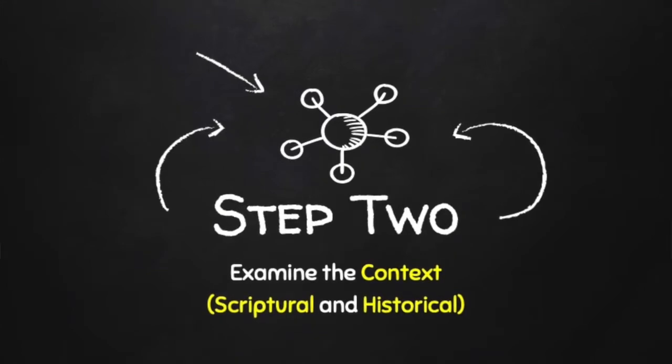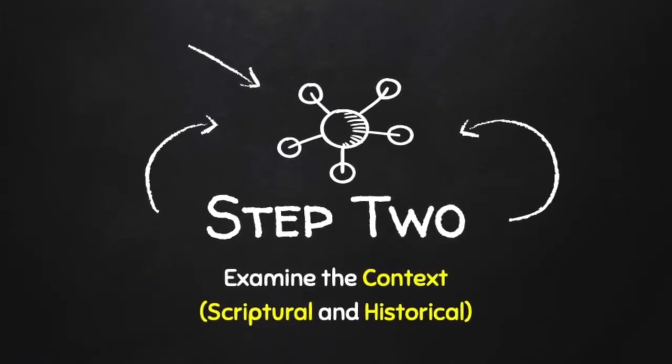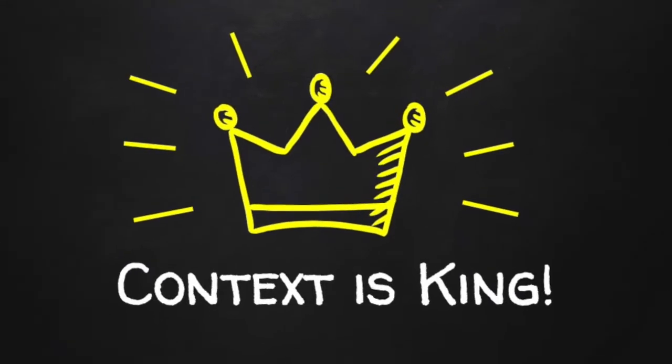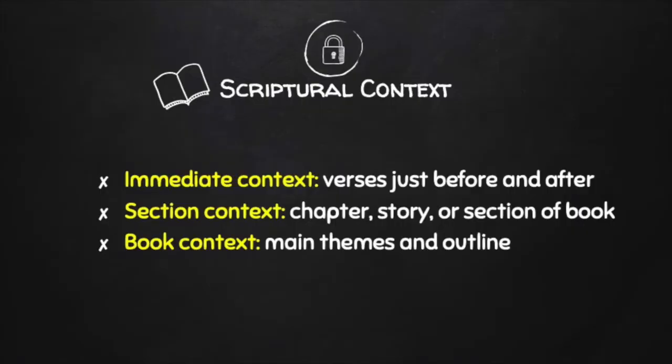The second essential step is to closely examine the scriptural and historical context. When it comes to biblical interpretation, context is king. I used to have a professor that said that. So looking at the surrounding scripture and knowing the historical context is the best guide for us to correctly interpret a text. There are several different levels to the scriptural context.